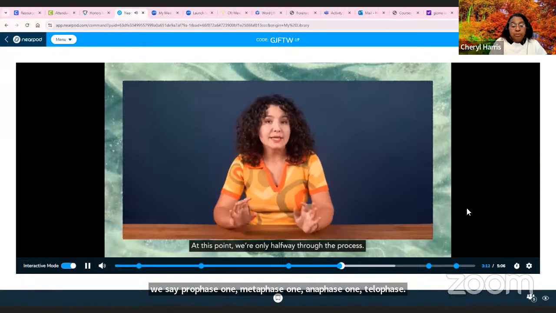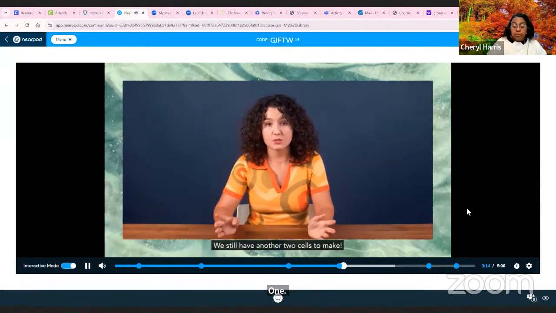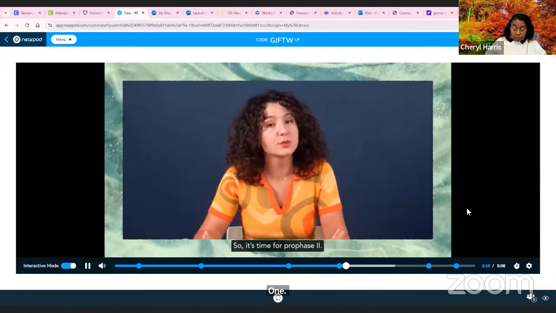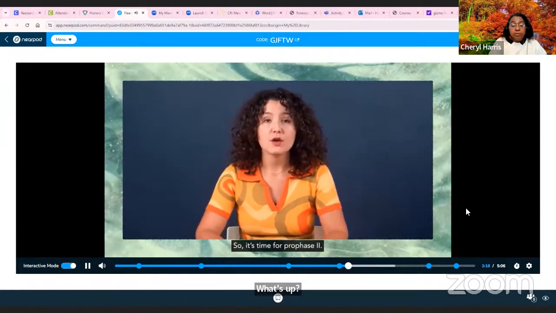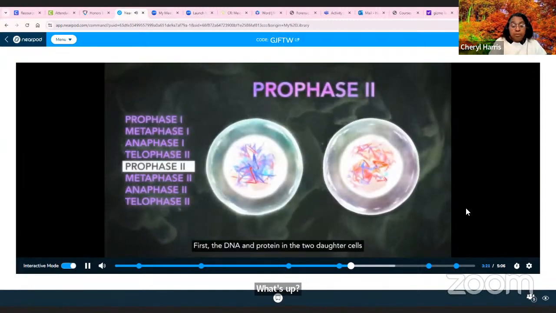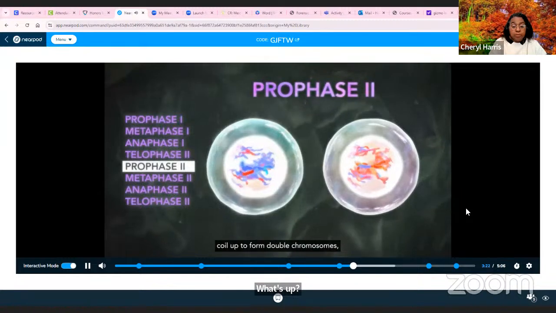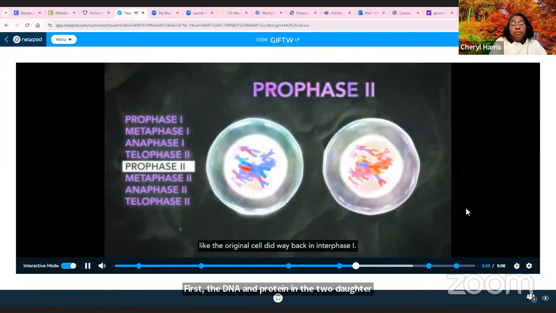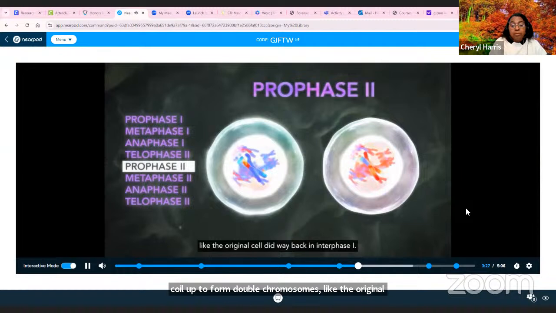At this point, we're only halfway through the process. We still have another 2 cells to make, so it's time for prophase 2. First, the DNA and protein in the 2 daughter cells coil up to form double chromosomes, like the original cell did way back in interphase 1.